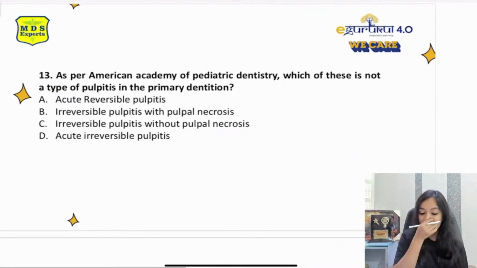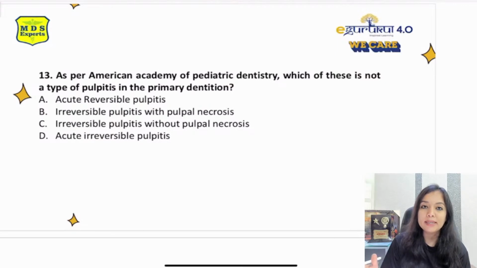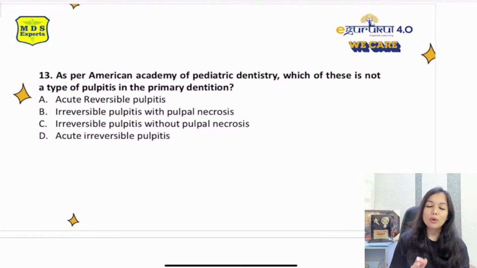Then this was another interesting question. The question here is, as per the American Academy of Pediatric Dentistry, which of these is not a type of pulpitis in primary dentition? So we are talking here about the primary dentition.